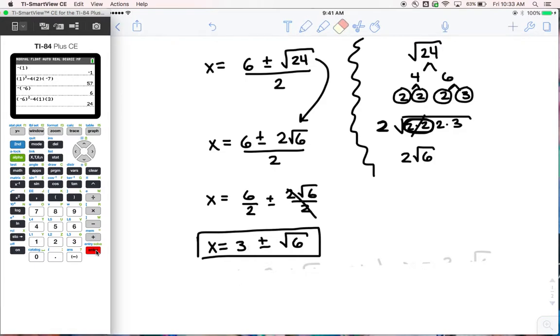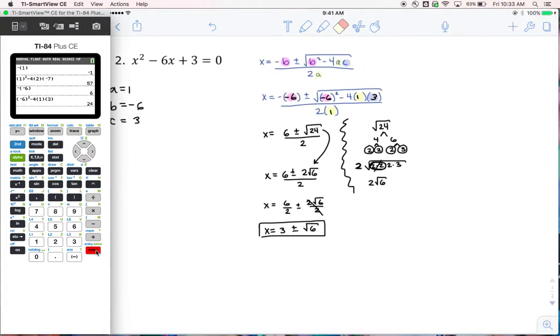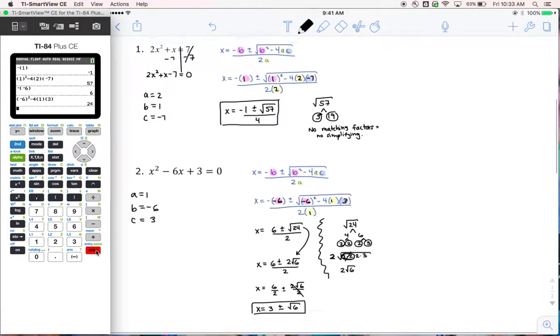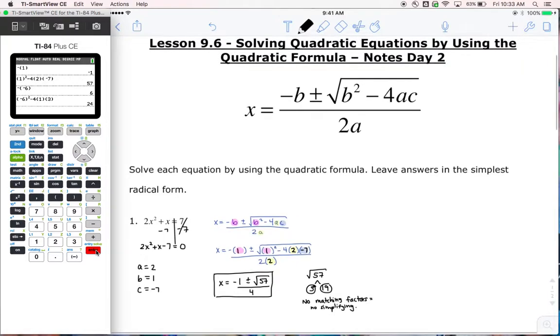All right, you guys, keep your formula handy. It's on your yellow formula card, and if you get a problem like this, just remember, simplify as much as you can until there's nothing else you can do to get your final answer. Before I forget to tell you guys, remember the quadratic formula is the only method that works for every single quadratic.